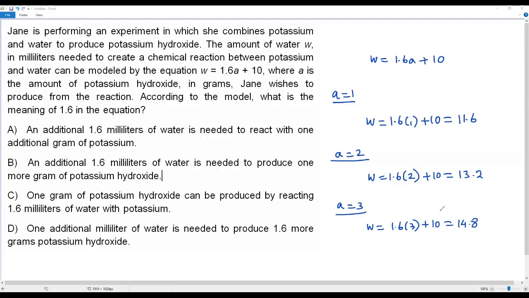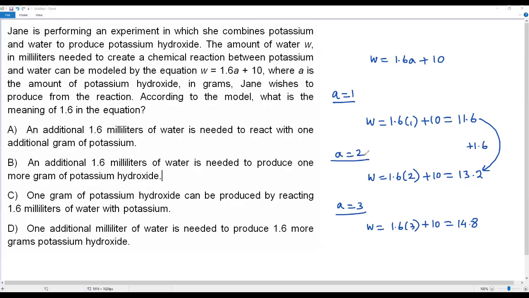Okay, now let's see how the value of W changes. When I plug in A equal to 1, I'm getting W equal to 11.6. When I increase the value of A from 1 to 2, that is I increase the production of potassium hydroxide by 1 gram, the amount of water required increases from 11.6 to 13.2. So it is an increment of 1.6 milliliters, because the difference between 11.6 and 13.2 is 1.6.